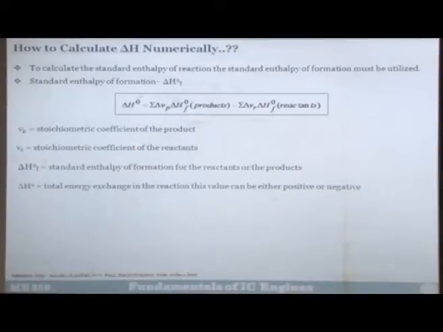Here, nu is the stoichiometric coefficient of each product and reactant, and delta H is the standard enthalpy of formation for the reactants and products. You must have done this exercise in the thermodynamics course in second year. Okay.